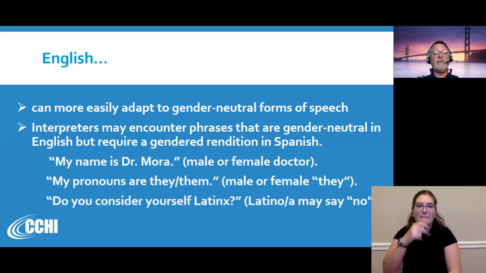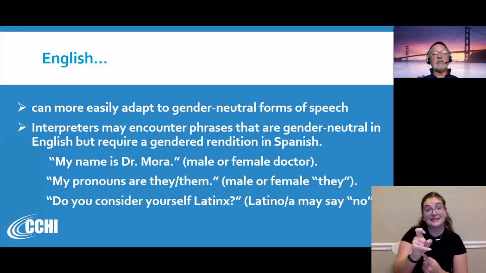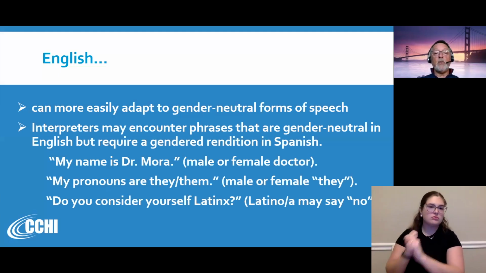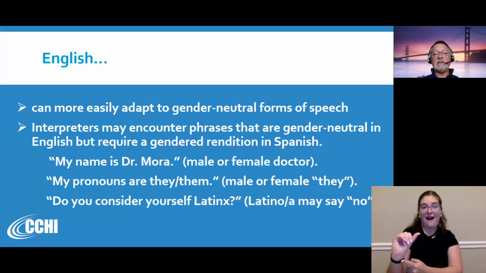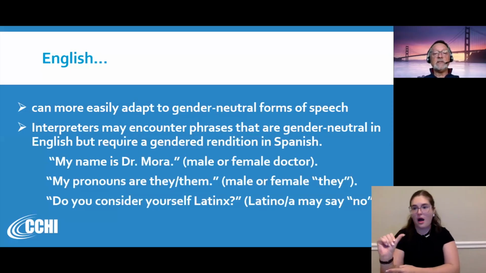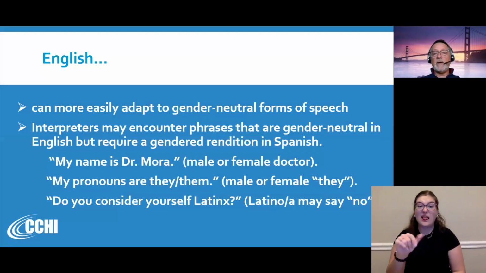Do you consider yourself Latinx? In traditional Spanish, that would be Latino if it were a male, Latina if it were a female. And so somebody who considers themselves Latino or Latina may answer no to this question. So that could confuse the demographics.